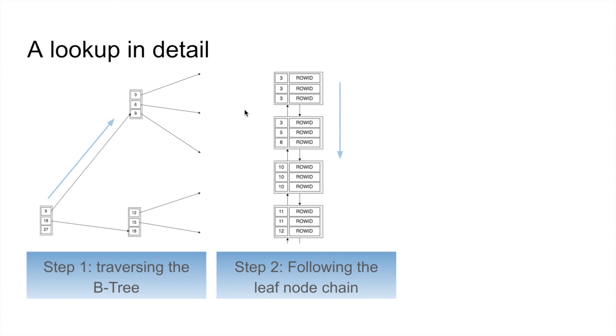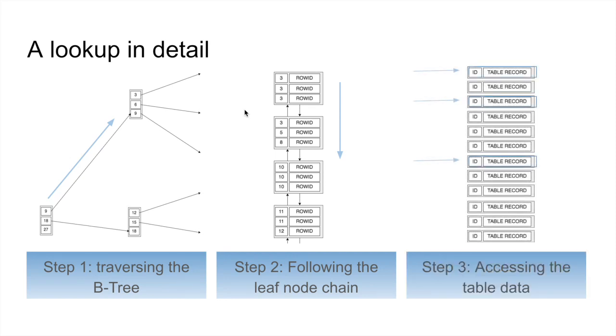Then the second step is following the leaf node chain until you have selected all of the possible results. And then the third step, when you have selected all of the possible results, then when necessary, you can access the table data and form the actual result that will be returned.